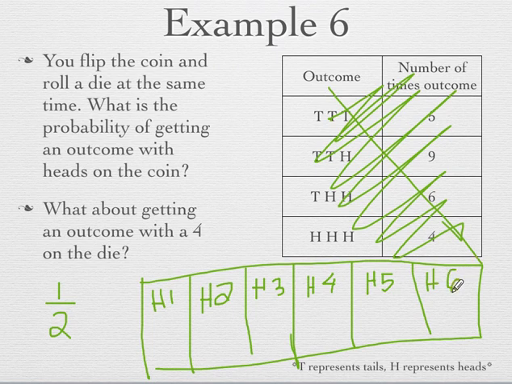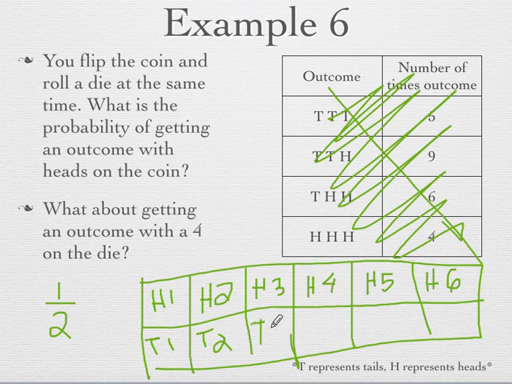What if you get a tail when you flip the coin? That means you can get a tail and a 1 on the die, a tail and a 2, a tail and a 3, a tail and a 4, a tail and a 5, or a tail and a 6 on the die. So T represents tails and H represents heads.